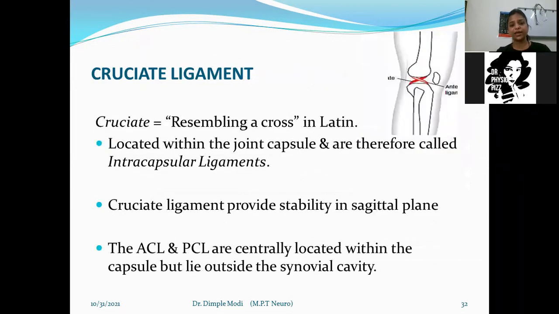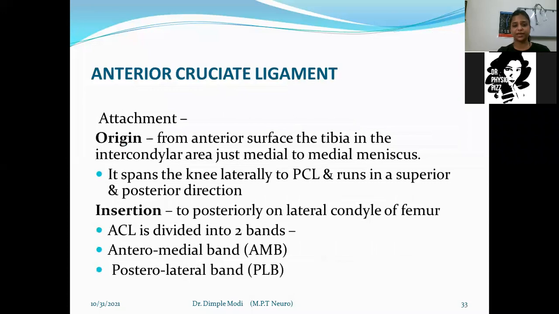Then there comes the cruciate ligament. The cruciate ligaments are the anterior cruciate ligament and the posterior cruciate ligament. The anterior cruciate ligament starts from the anterior surface of the tibia in the intercondylar area, just medial to the medial meniscus. So it starts from the anterior surface of the tibia, and it goes superiorly, laterally, and attaches to the lateral condyle of the femur. So the direction is oblique.